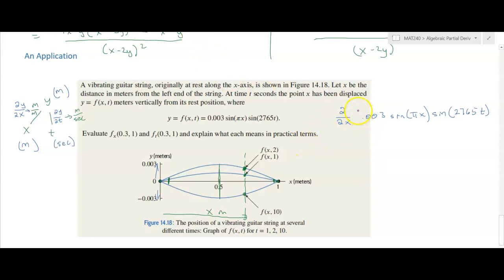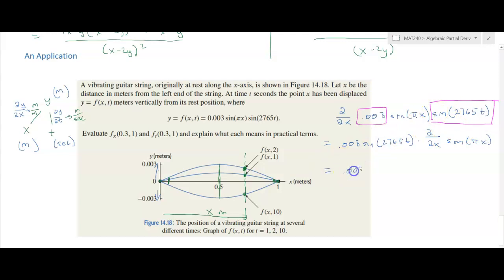So 0.003 we can factor out. Sine of 2765 t we can factor out because it doesn't depend on x. So this will be analogous to taking the derivative of 0.003 sine of 2765 t times the derivative with respect to x of sine pi x.